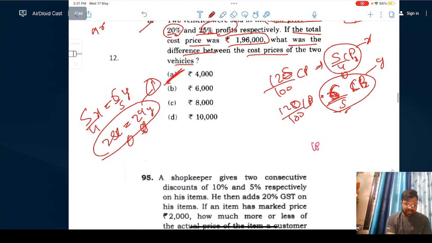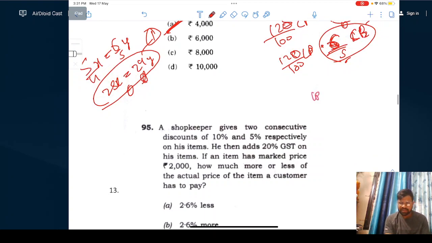Another way: if the price is given, we have to do the calculation. If the price is not given, we will assume the price as 100. So these are the two things that we have seen now.